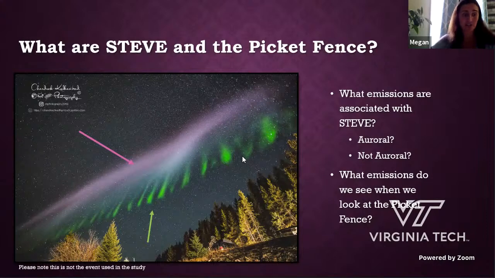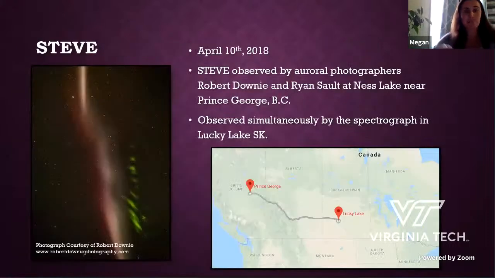And then while we're at it, we want to take a look at the picket fence and see if there's anything interesting there too. So on April 10th, Steve was observed by a different set of auroral photographers, Robert Downey and Ryan Salt, at Ness Lake near Prince George, BC. Now, it was simultaneously observed by this T-Rex spectrograph in Lucky Lake, Saskatchewan. And the image on the right is actually from that night that we're going to look at.